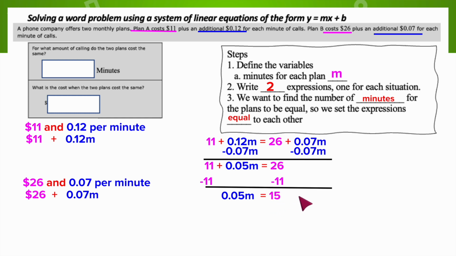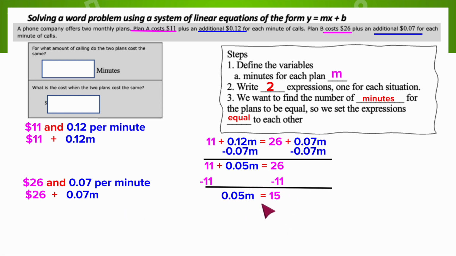At this point, what I've actually done is figure out the differences in the two plans. When I subtracted the cents per minute from each other, what I'm saying is there's a difference of 5 cents per minute from plan A to plan B. So there's a 5 cents increase from one to the other. And then when I subtracted the 11 from the 26, what I'm figuring out is the difference in that initial cost for each plan. So there's a $15 difference in that initial fee, right? Because to go from 11 to 26, that's a $15 difference. So really, I figured out the differences here.